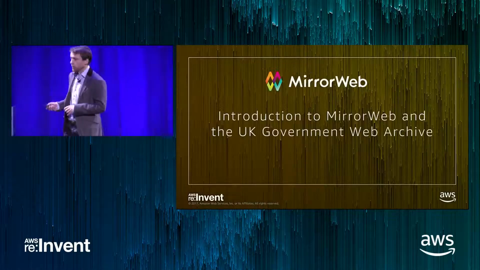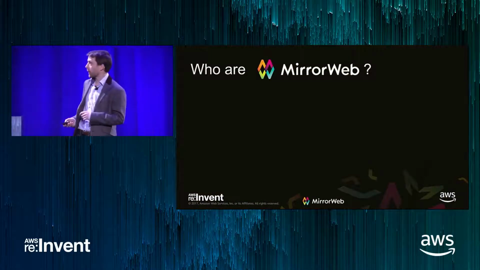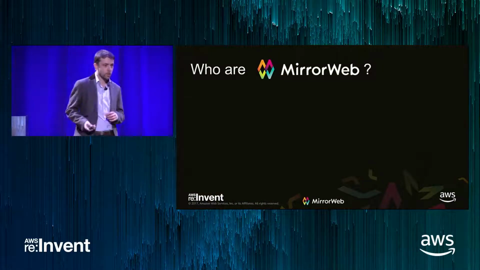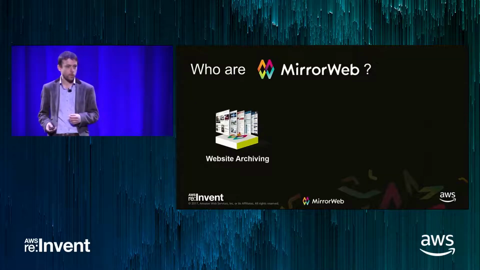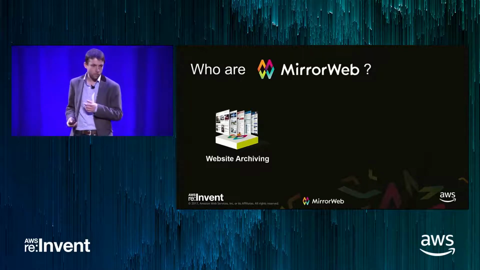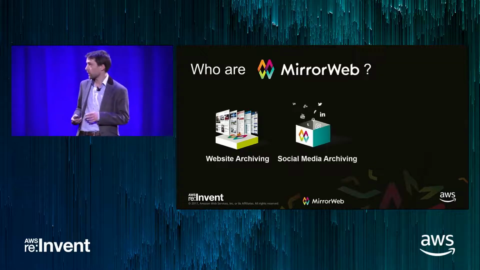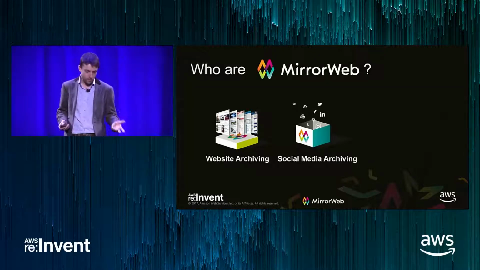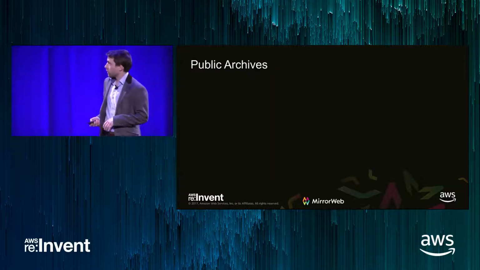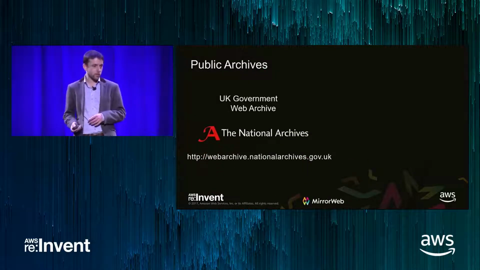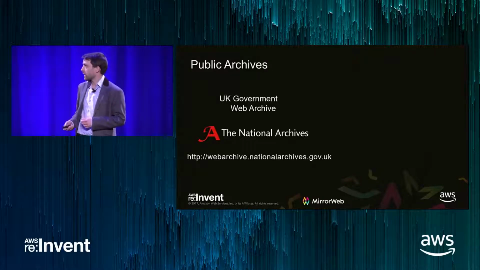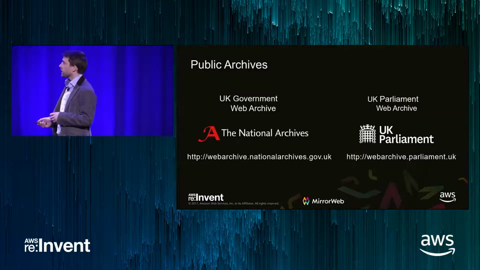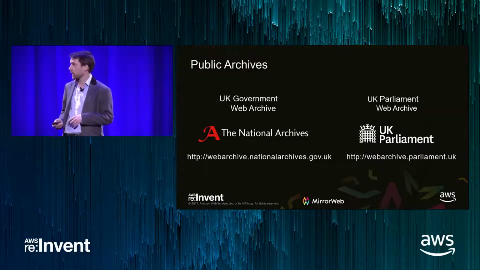Right, so you've probably never heard of MirrorWeb, so I'll tell you a little bit about what we do. We provide web and social media archiving to public sectors and to regulated industries, so financial sector, FINRA regulated industries, and in the UK we've got similar regulations. But what we're going to talk about today is the public archive, the web archive that we've done for the UK and national archives. And this is a publicly viewable archive available online. We also run the UK Parliament Web Archive, which is using similar technologies.